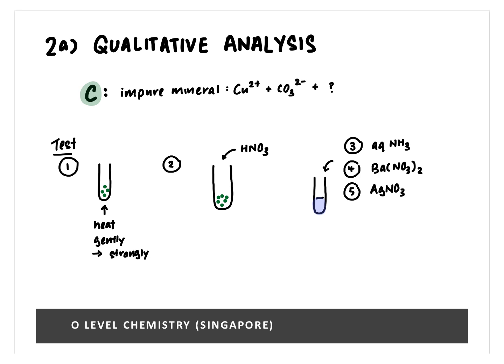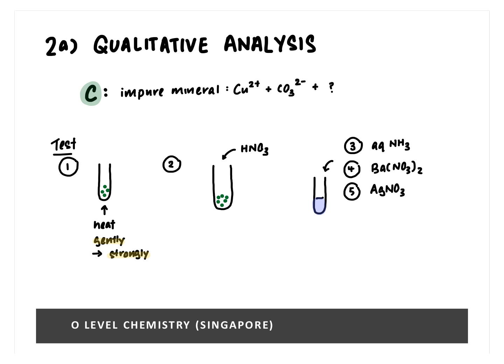In test number 1, you are supposed to heat the solid gently followed by strongly. I've mentioned this many times in class. I've mentioned this in the videos as well. When you heat gently, you are trying to remove the water of crystallization, if any. And when you heat strongly, you are trying to cause the solid to decompose into simpler substances.